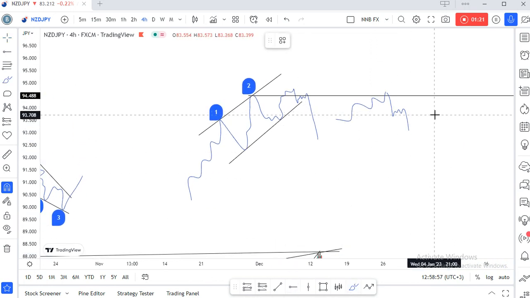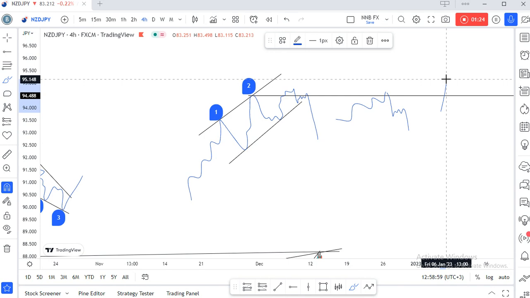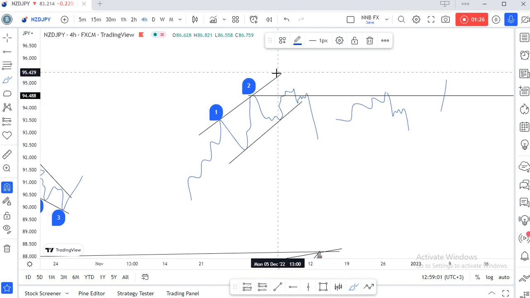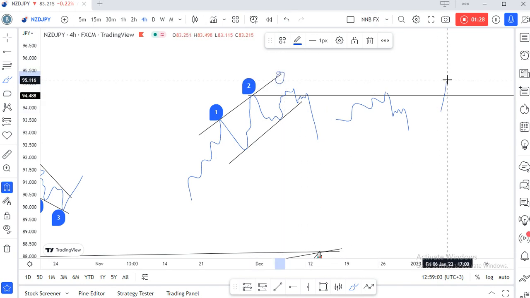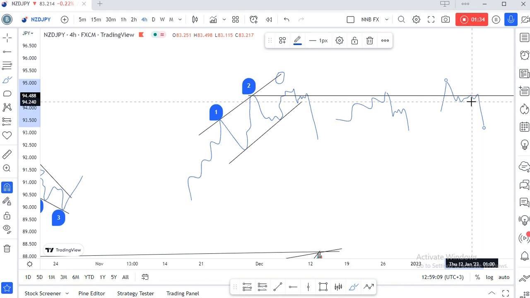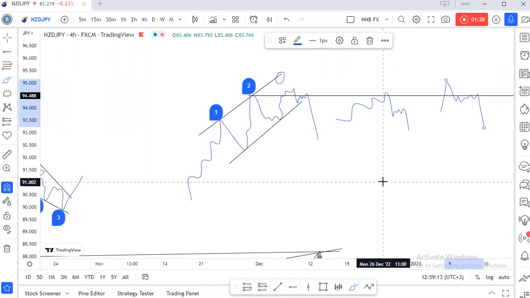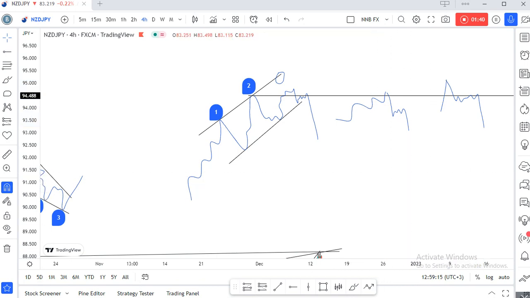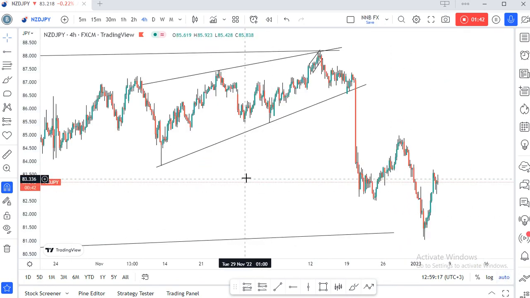Sometimes they also come and impulse from the double top area. They won't reach the third touch, and then it will impulse back down again or up and give you a continuation pattern, which you can enter on the break of that continuation pattern. We'll just look at some examples on the charts.